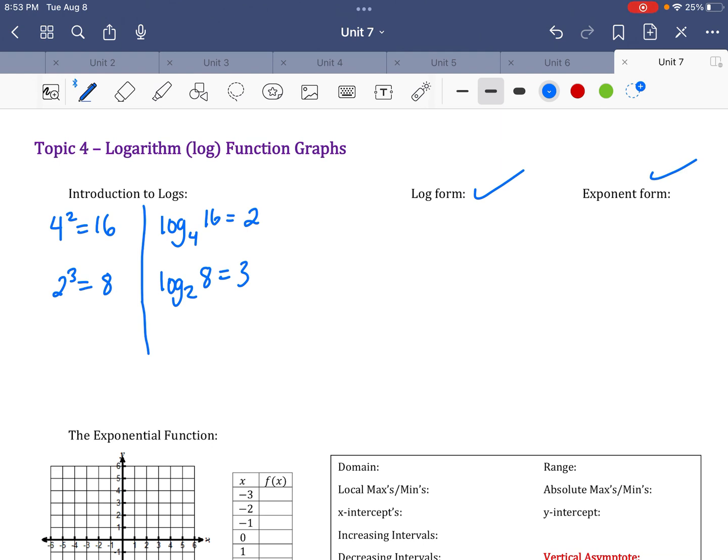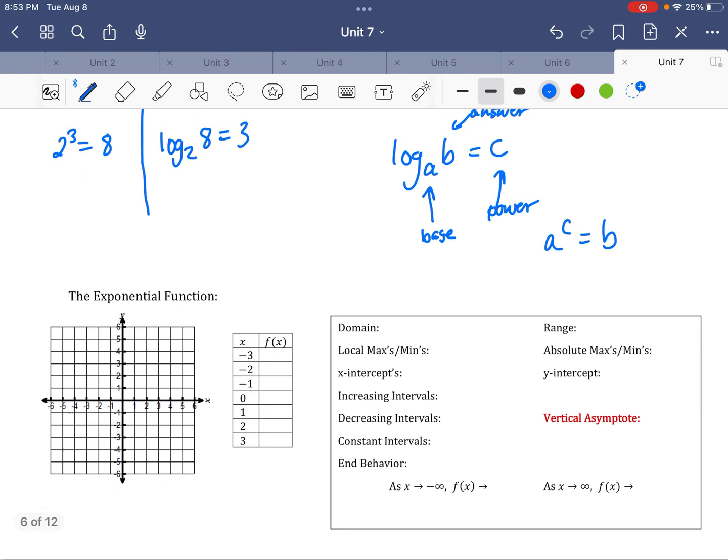A logarithm is just the inverse of an exponent. It was created to be the inverse of an exponent, and so with logs, you have your base, you have your power, and you basically have your answer. So you have A to the C equals B.